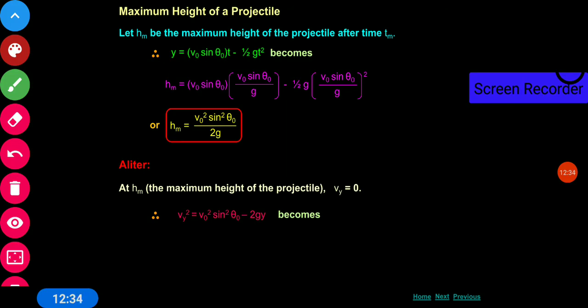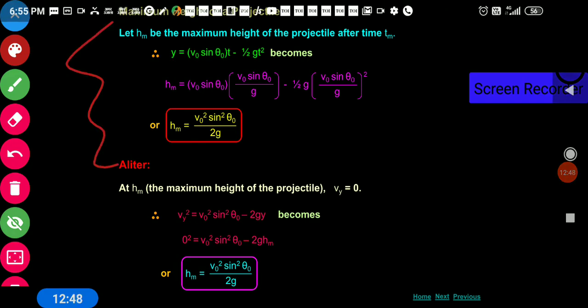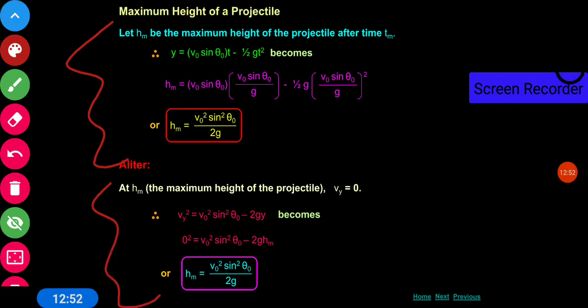So from the equation vy² = v0² sin² θ0 − 2gy, this will become Hm = v0² sin² θ0 / 2g. Meaning, to find the maximum height, either we can use this derivation or we can use this. In either way we can find the expression for the maximum height of a projectile.